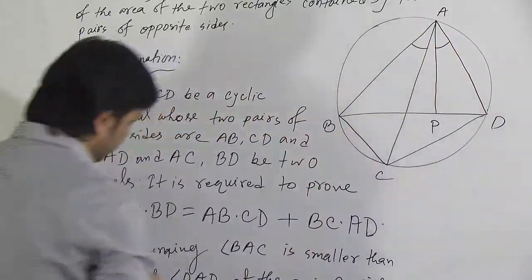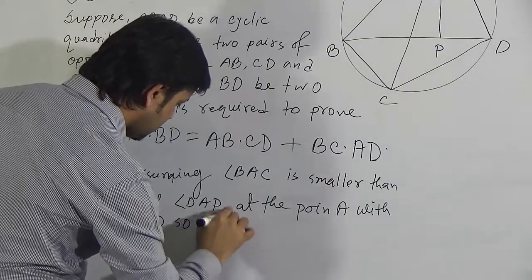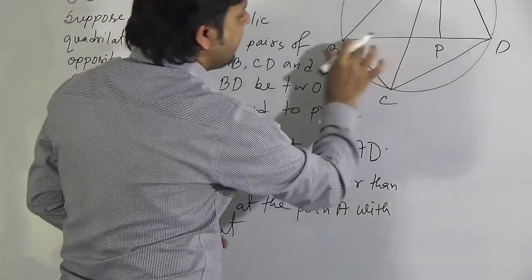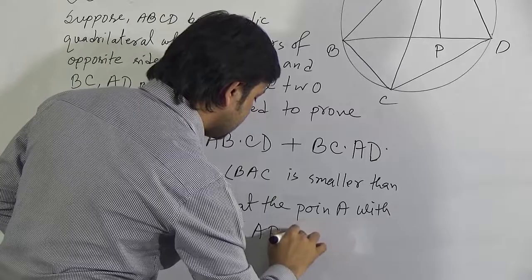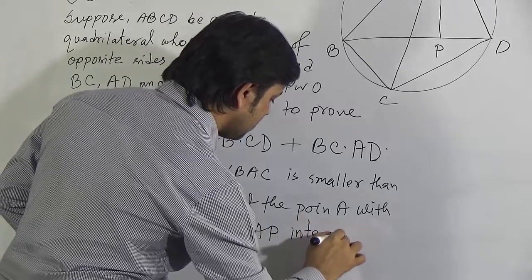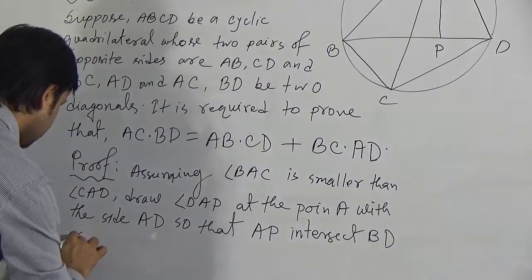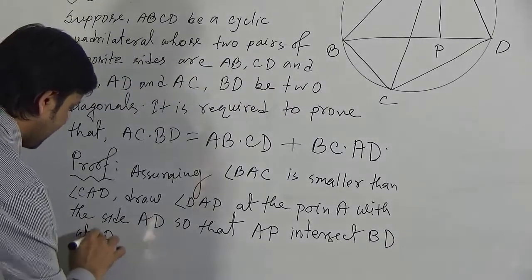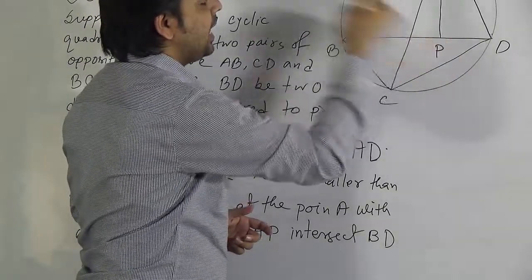Okay. So that AP intersects BD at P. AP intersects BD at P.